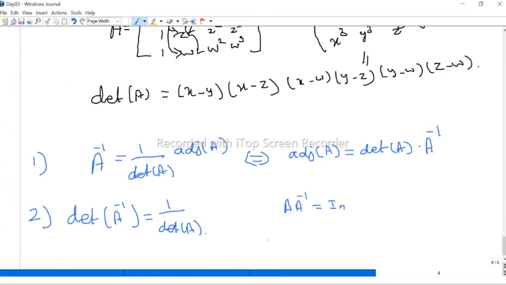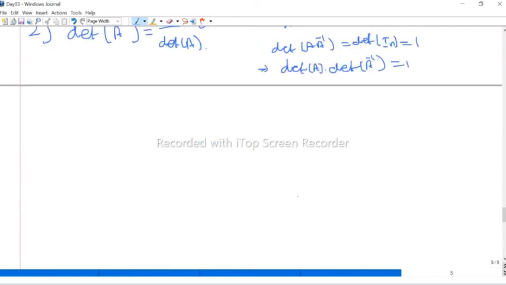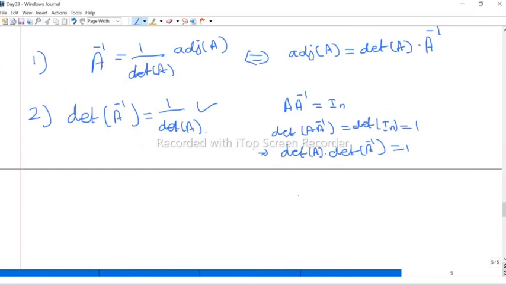Now apply determinant both sides: determinant of A into A inverse equals determinant of the identity matrix. The identity matrix is a diagonal matrix, therefore the determinant is the product of diagonals, which gives 1. And applying the property that the determinant of a product of matrices is the product of determinants, determinant of A into determinant of A inverse equals 1. Now keep determinant of A inverse on one side and we get determinant of A inverse equal to 1 by determinant of A. It's a very important property.